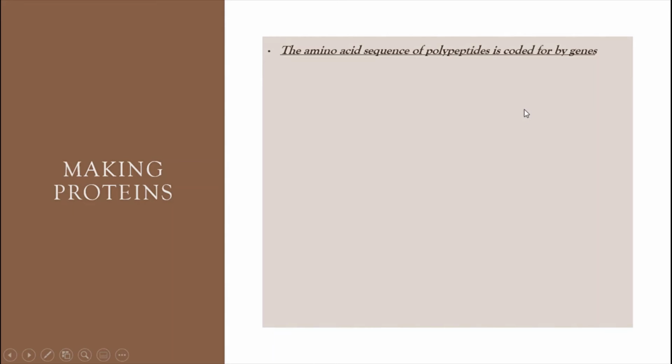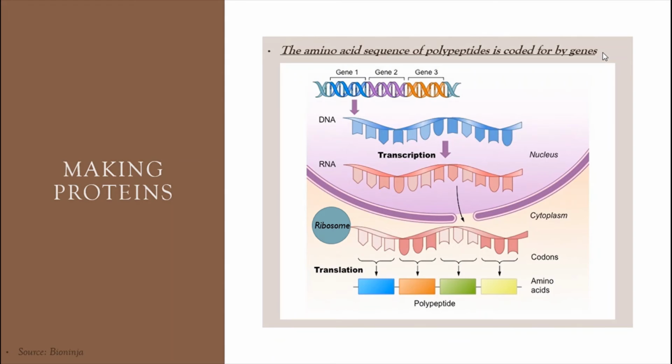We need to understand how proteins are made as well. So your IB syllabus states that the amino acid sequence of polypeptides is coded for by genes. So here is a nice little diagram to visually represent how proteins are made. First we start by looking at a chromosome. Sections of chromosomes are referred to as genes. So this section here would be one gene, this would be another gene, this would be a third gene. Each section of a chromosome is a gene, and each gene will code for a specific protein.